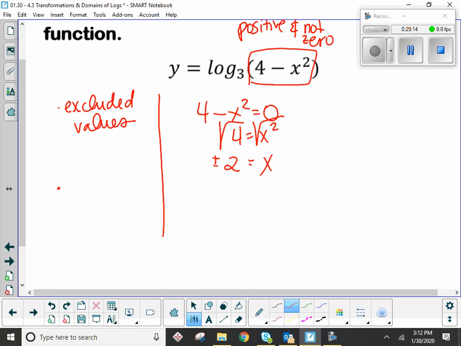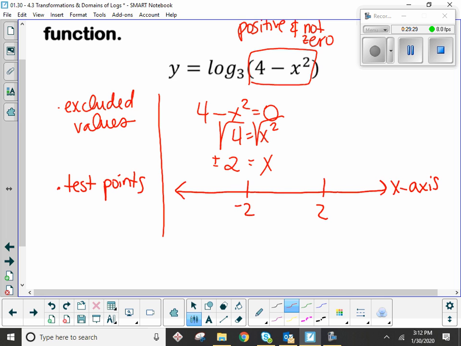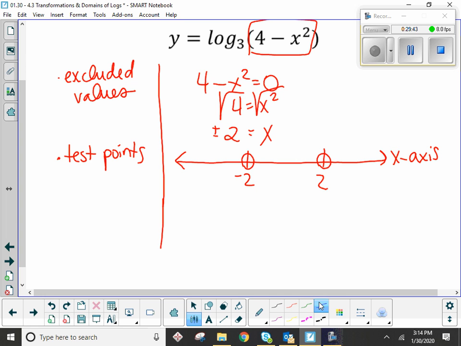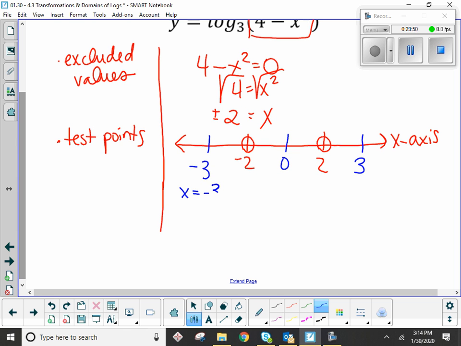So now we do our test points on a number line. The number line representing our x-axis. You take a moment, do some test points, write your answer in interval notation, and see what you come up with. Be careful with your order of operations here. If you don't, you get the complete wrong answer.